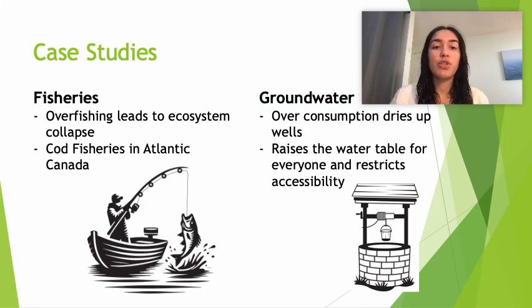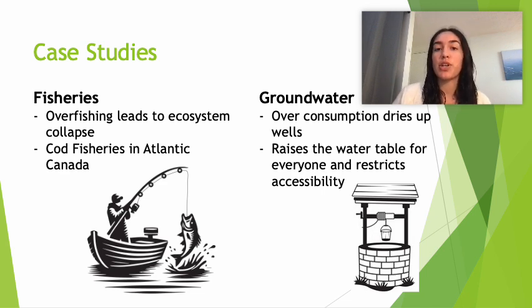So, now let's look at two real-world examples that show how the tragedy of the commons plays out in practice. One involves fisheries and the other involves groundwater. So, the first case I'll talk about is fisheries. In many coastal regions, fish populations are considered a common access resource.